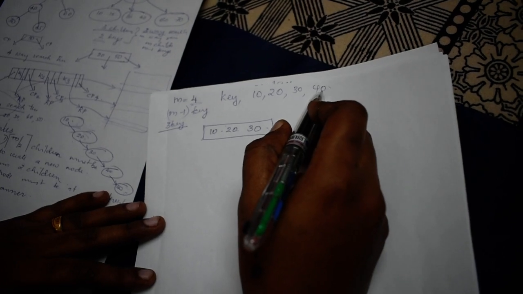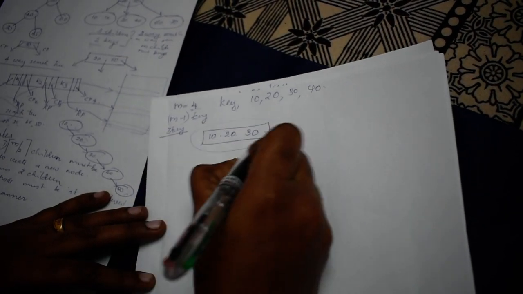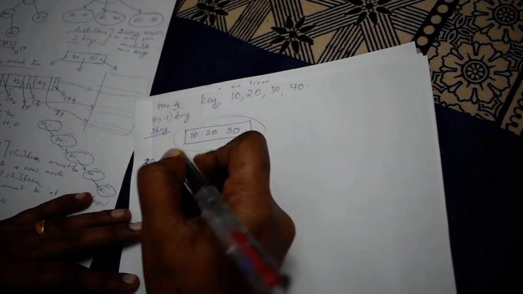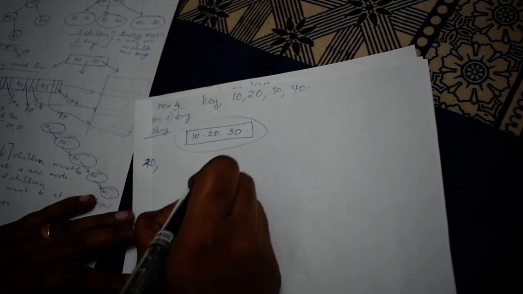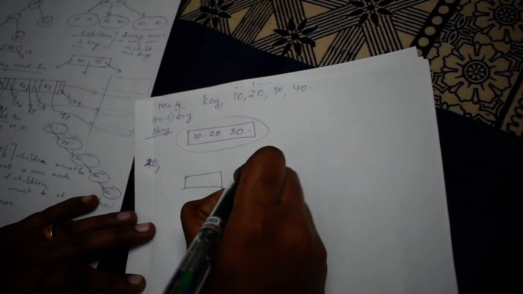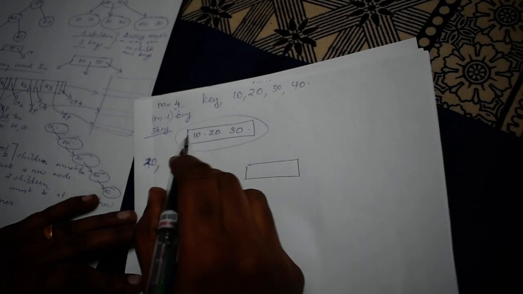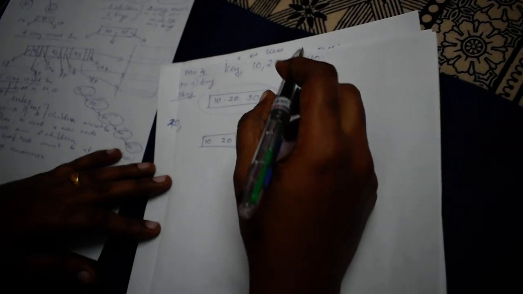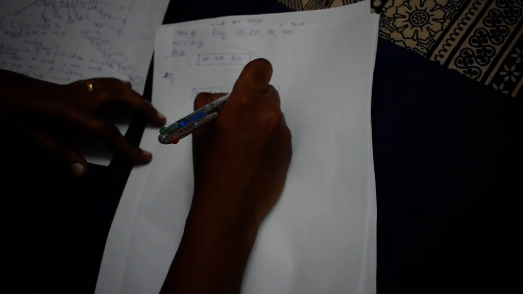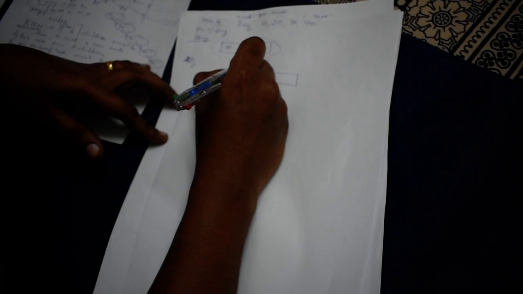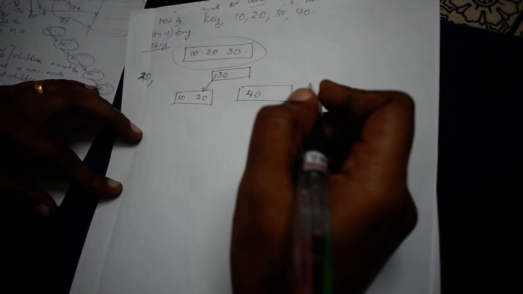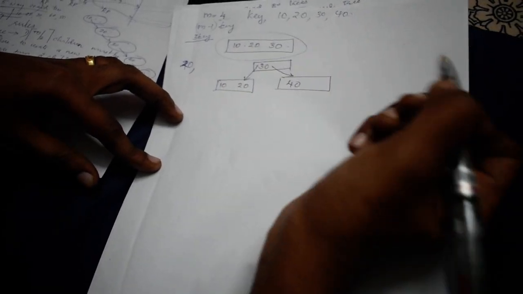For that, I will split the already created tree. In the second step, when I am inserting 40, I will split into 2: one node here, another node here. I can keep 10 and 20 here, and 30 as well as 40 there. So 40 I will insert here, and I will create a root node with 30. This is less than this one, so the child pointer will point to this one. This is greater, so I will point to this one.